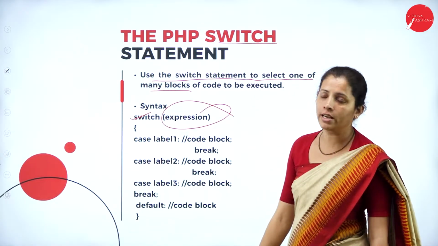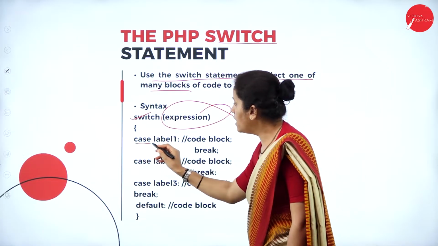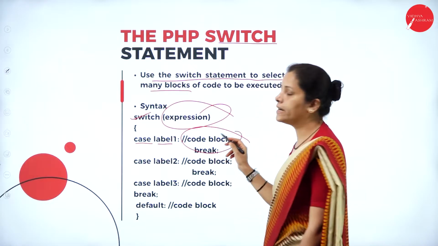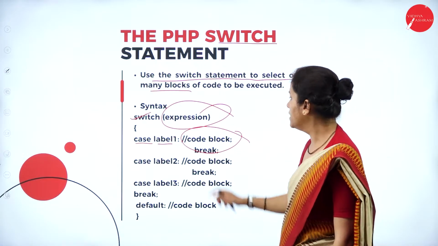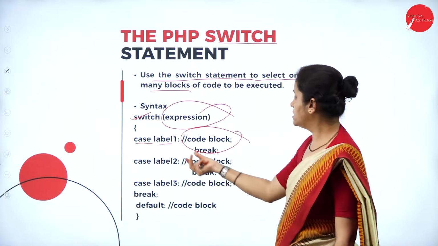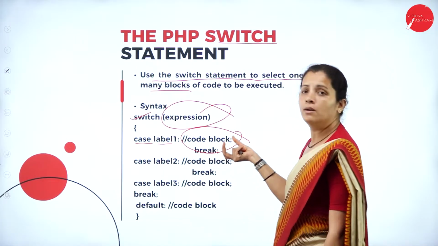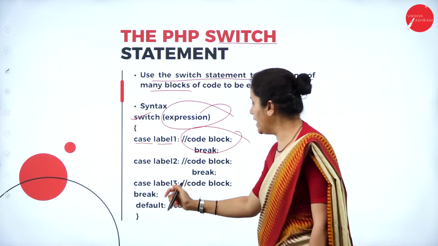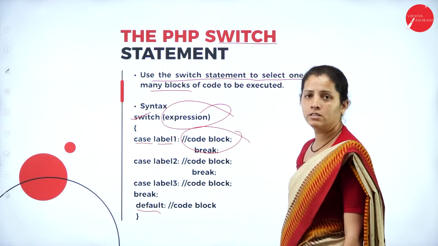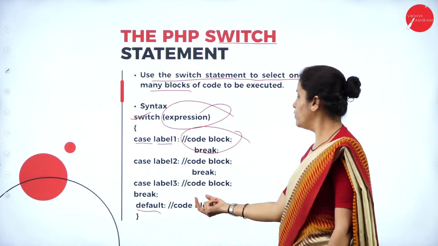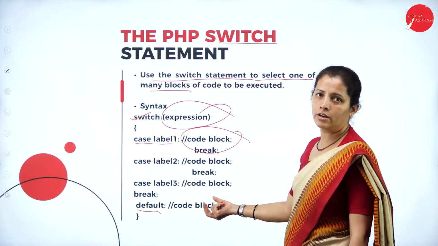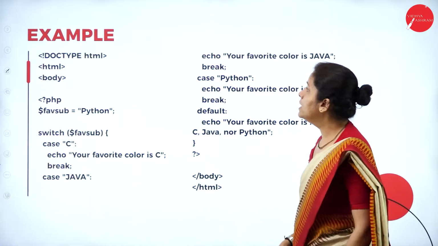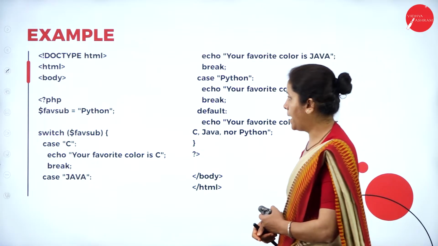Okay, fine. Next, I'm going to have the switch expression. See, then I have the case and I'm going to have the label and a set of statements to be executed, along with that break. Next, case 2, label 2, set of statements, then break. So it will continue, then at the end I'm going to have the default section, with the set of code to be executed. So this is all about the syntax. Now let's see the example program.